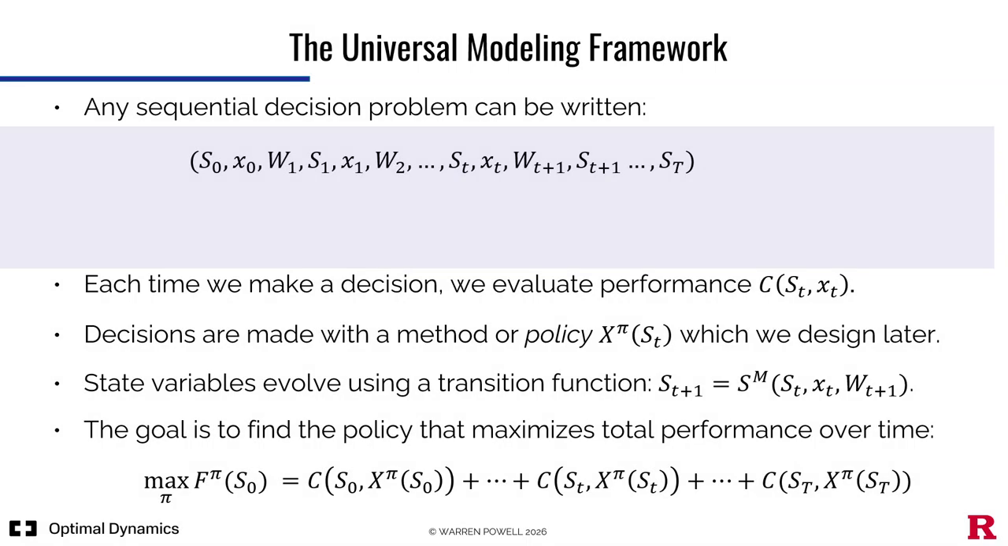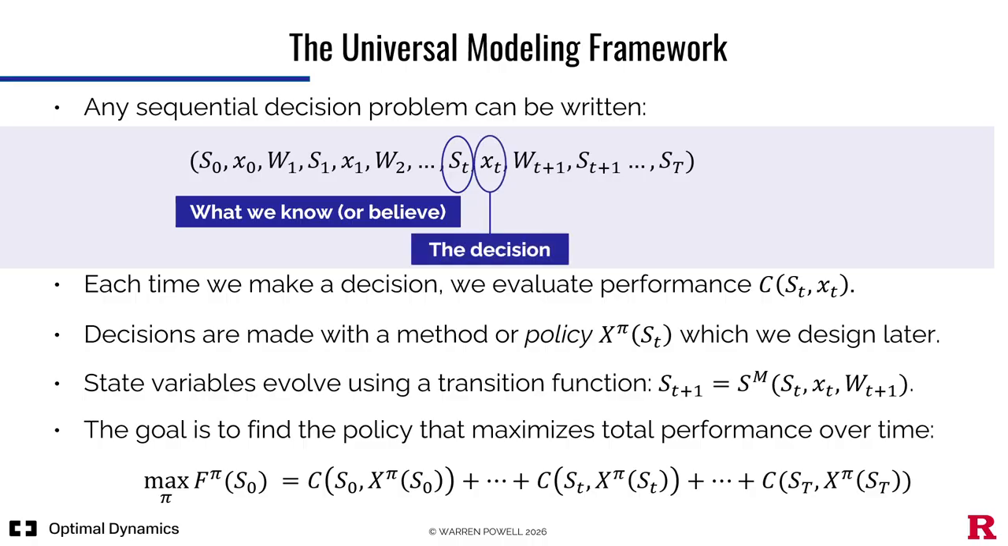Now, the universal modeling framework sounds complicated. The entire framework is right here on one PowerPoint slide. So in any sequential decision problem, at any time t, we have a state variable, which is whatever we know or believe. So this is our snapshot of whatever we know about our system. Then we make a decision, xt. This is something where we have a choice. And then we have the information that arrives from outside the system that I do not control.